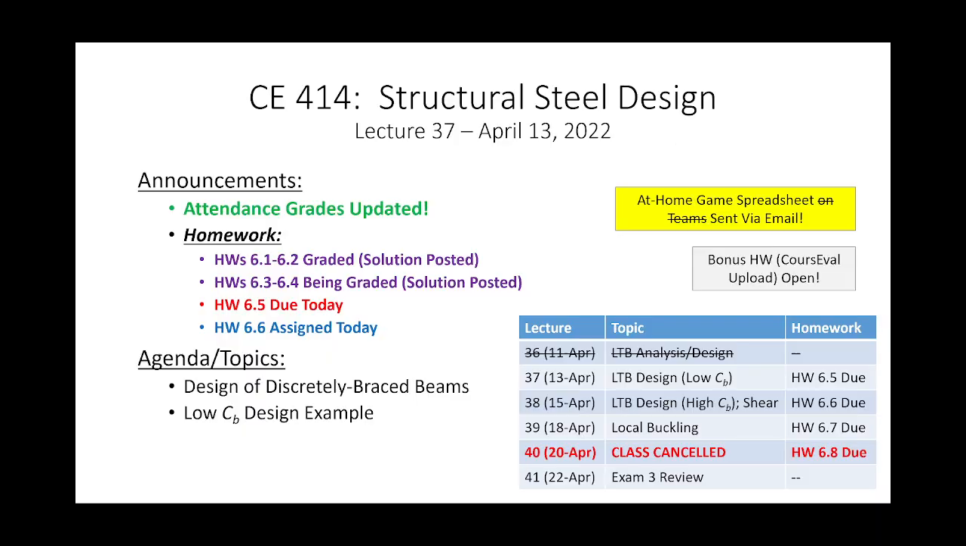So, a couple announcements. Number one, I took the at-home spreadsheet off of Teams and sent it via email, because what happened was I made a post and said, don't edit the spreadsheet on Teams. Then somebody edited it on Teams. So I made a reply and said, don't edit it on Teams. And then after that, somebody edited it on Teams. And so I decided, okay, I don't think Teams was the best way of distributing this. I'm just going to send an email.